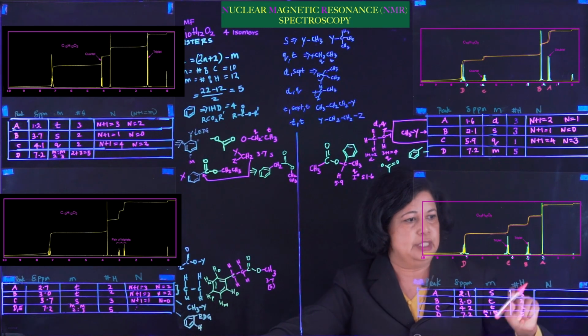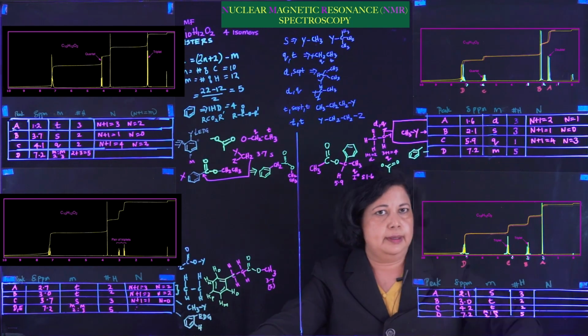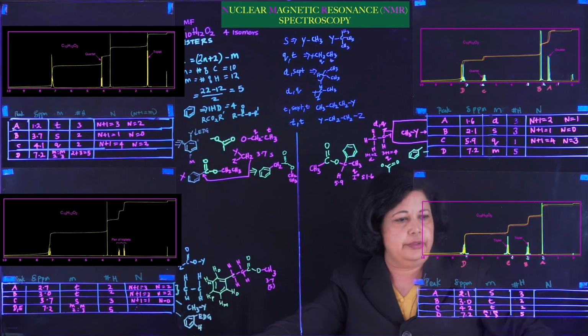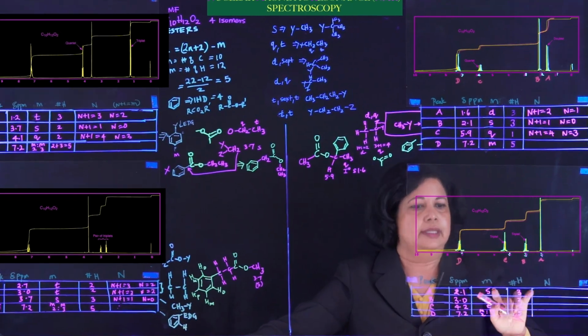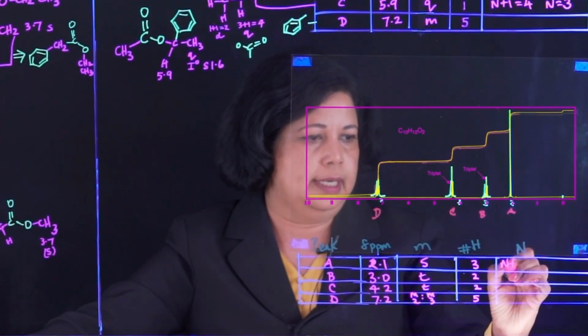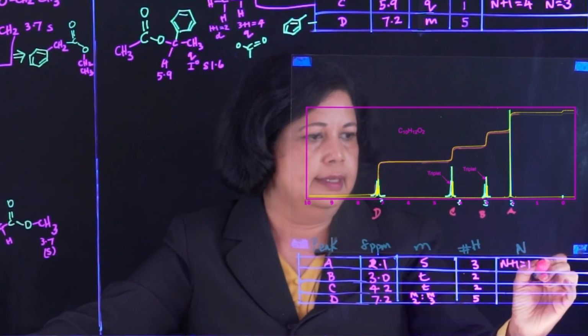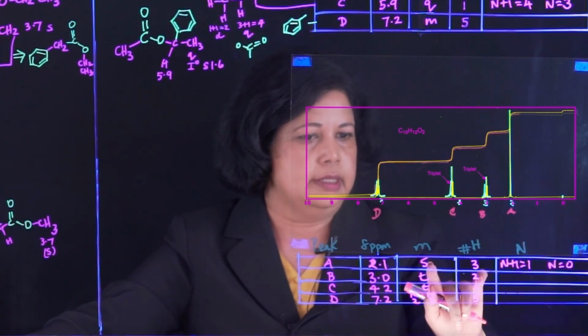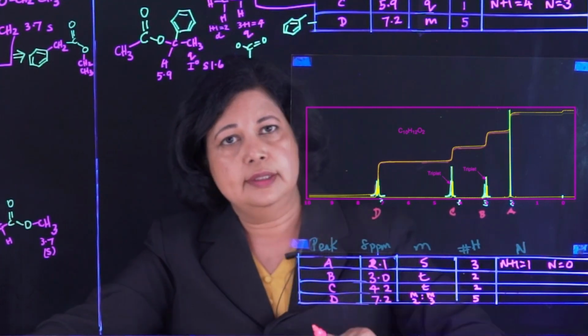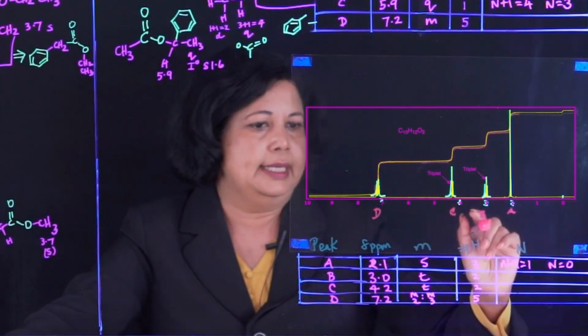All right, so let's look at the neighbors. Neighbors tell us everything, right, about you. So here's your singlet. N plus 1 is 1 for a singlet. N is 0. So there's a singlet, 3 hydrogens, no neighbors. You know what that is.